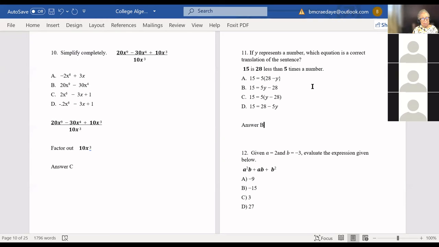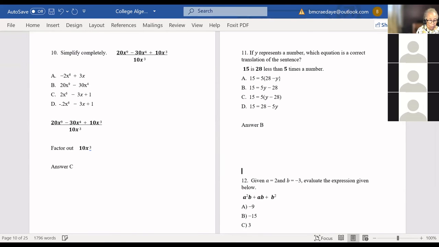All right, Chastity, number 12. What number is correct? This is a substitution. Wherever you see an A, you want to put a 2. Where you see a B, you want to put a -3. And tell me what you get.